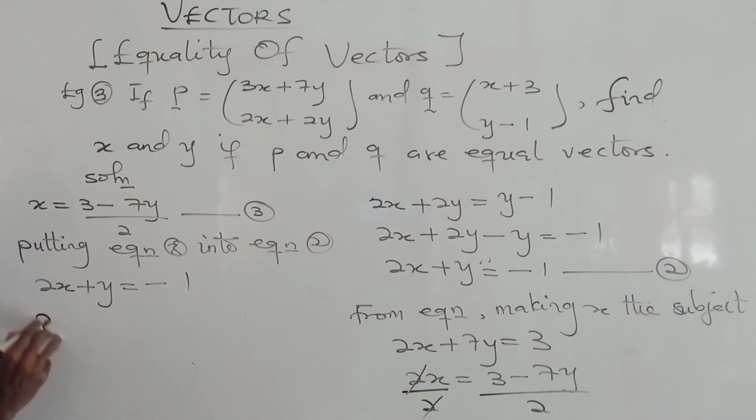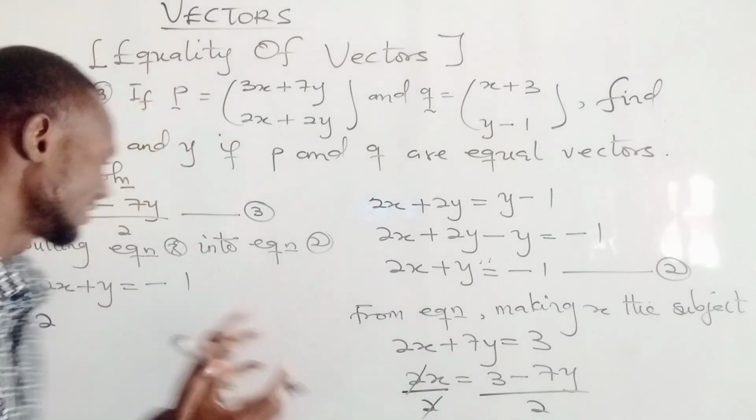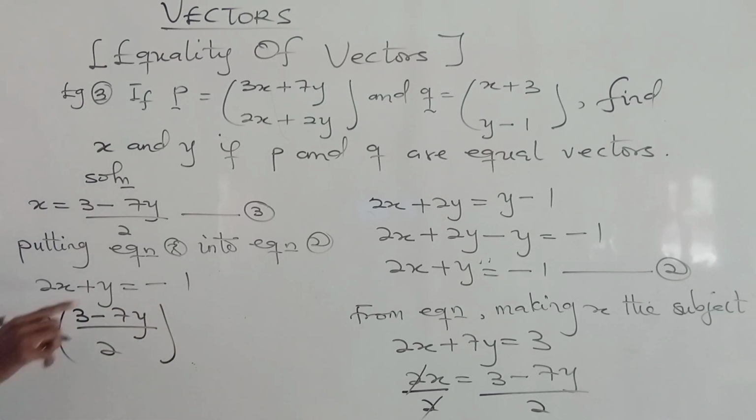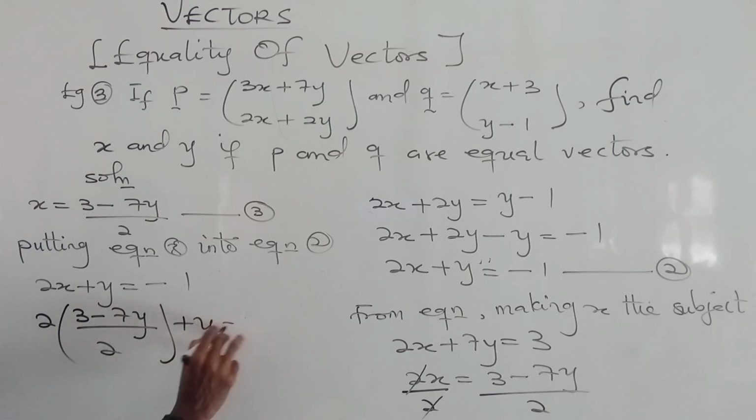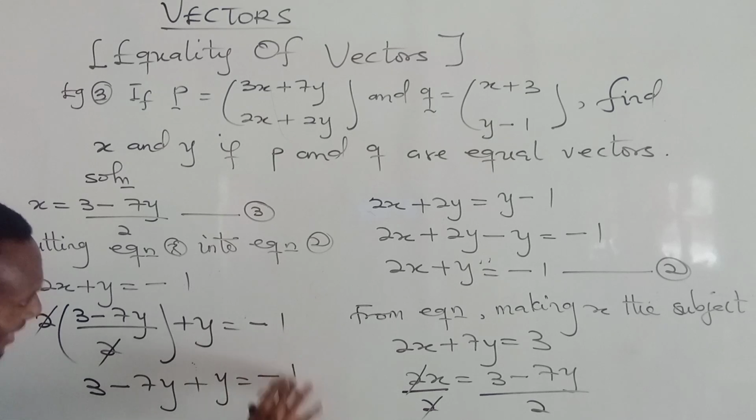So I have my 2 here and I'm seeing S. The 2 and the S, they are multiplying. So the best way to write it is to bring a bracket to show that they are multiplying. So bring your 2, bring a bracket, then I'll input the value of S, which is (3 minus 7Y) all over 2. You close your bracket. Then bring your plus Y, which is here, equals to -1. Okay, so from here we go ahead and simplify further. These 2 and these 2 will cancel away. So what I have left here is 3 minus 7Y plus Y equals to -1.